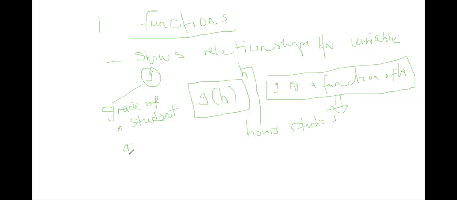So we can even state this. G as a function of H equals H plus 2. So this is a function. One thing you have to know is how to recognize a function, and it is these symbols. The first thing is that it shows a relationship between variables. In this case, we are looking at a relationship between the grade of a student and the hours studied. So we are saying G of H equals H plus 2, we have this formula.